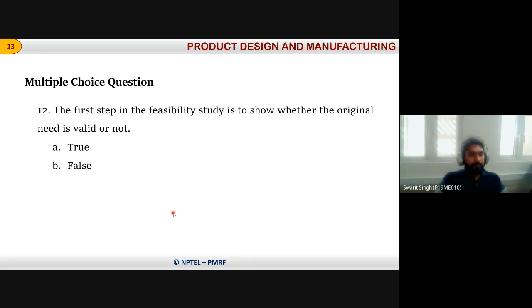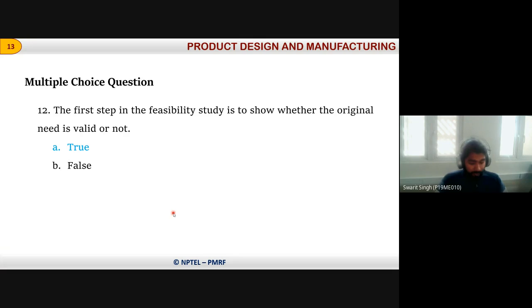So it says the first step in the feasibility study is to show whether the original need is valid or not. So this is again a question from that morphology, product design morphology only. Yes, it is a true statement, as we know that in the feasibility study only we used to identify the need of that product.